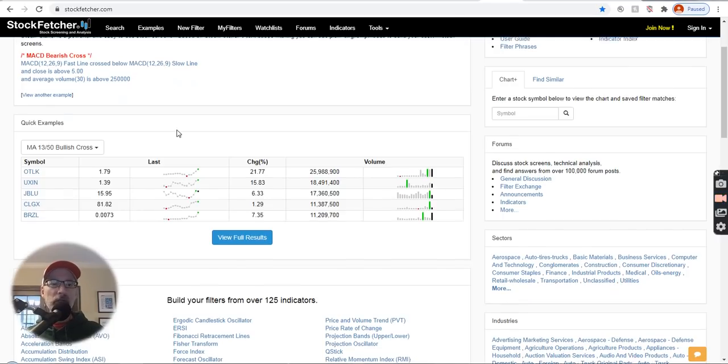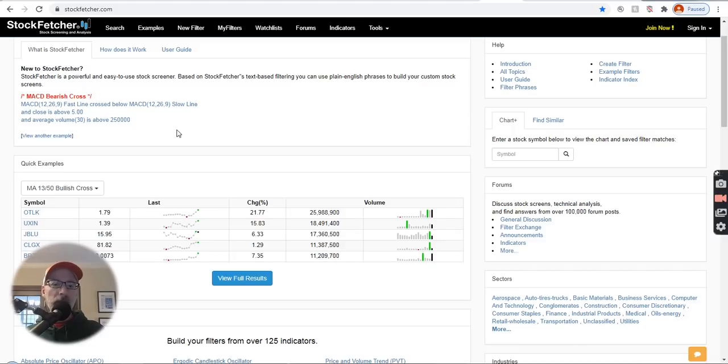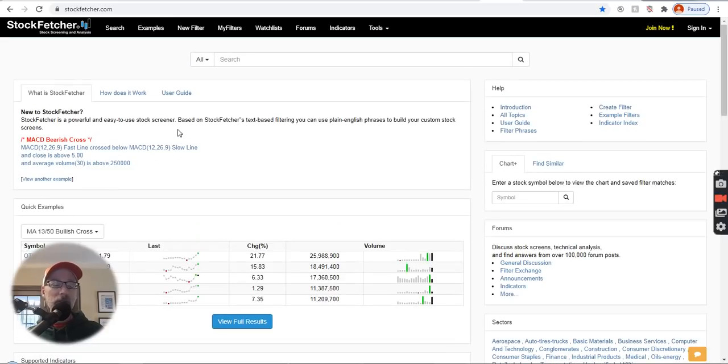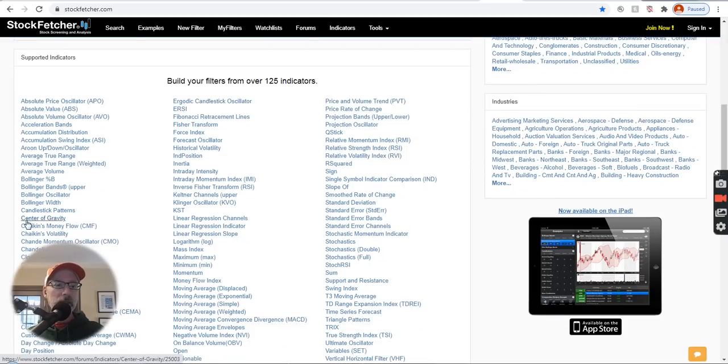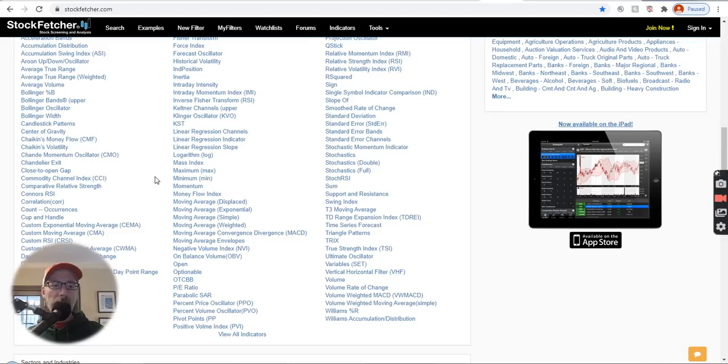Now, what Stockfetcher can do is, they have very easy language, you can type in phrases that say, find me stocks that are priced $50 and over, where the 50-day moving average crossed above the 200-day moving average and has done so for the last 30 days, and the volume of the stock is at least 1 million shares per day. You can write all that out in the language that they use, and it'll show you stocks making that price pattern. And down here at the bottom, it shows you all the technical indicators that you can use in a phrase to help you find stocks.